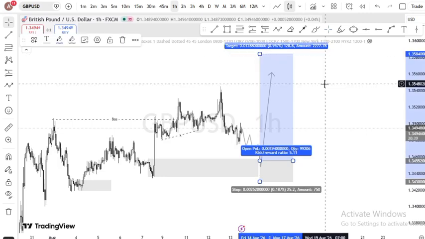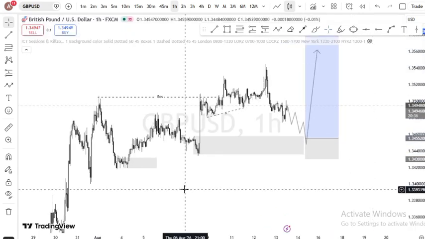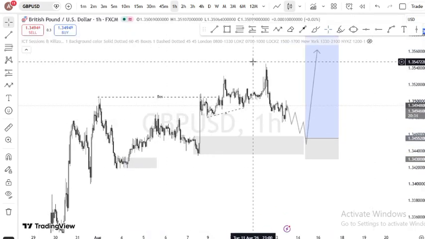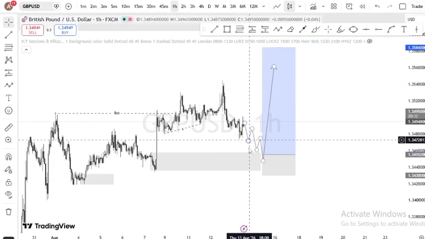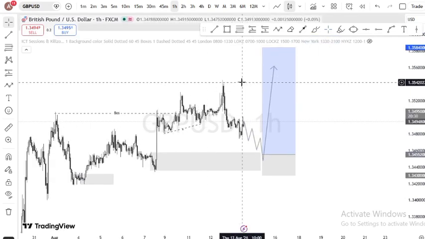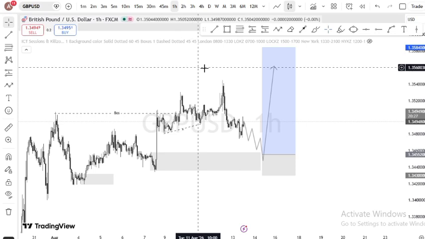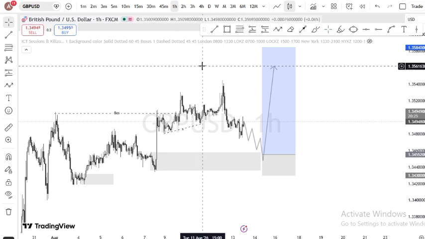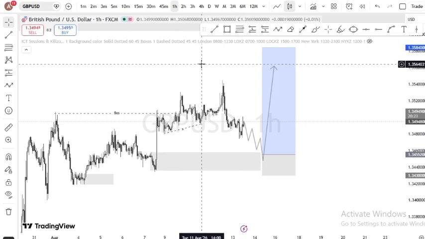So today, from our technical perspective, GBP USD is bullish, and from a fundamental perspective, GBP is also bullish. So we should be expecting the US PPI month over month data that will be released by 1:30 p.m. before we take any action on GBP USD.